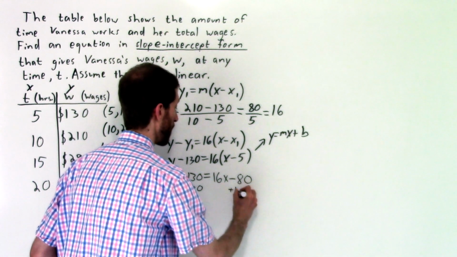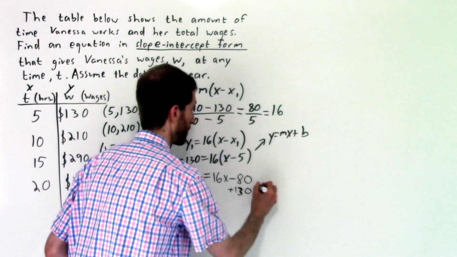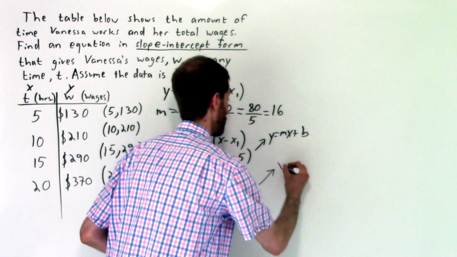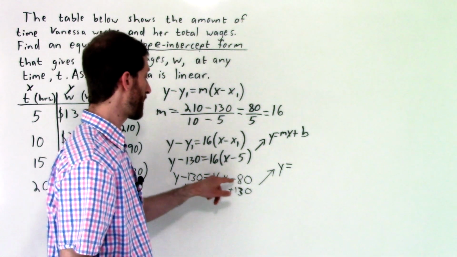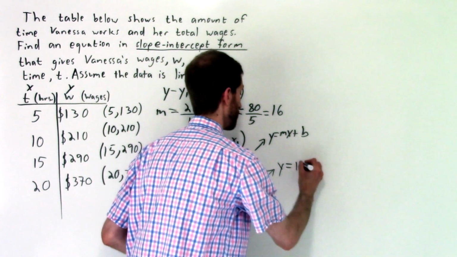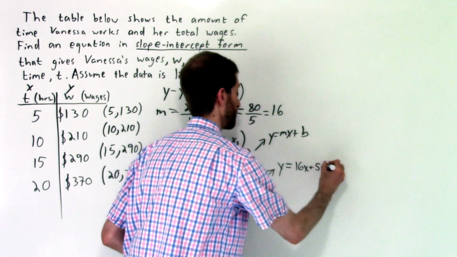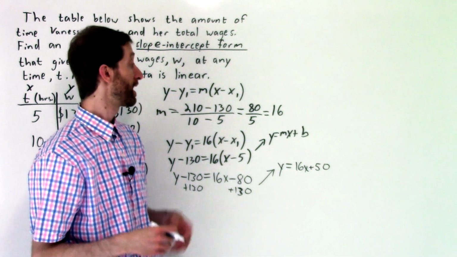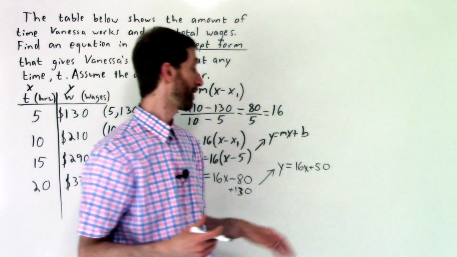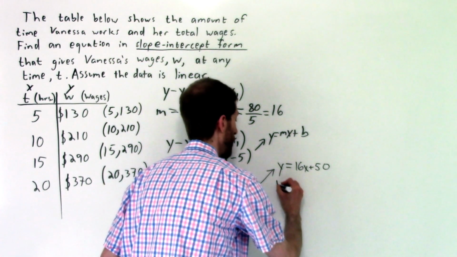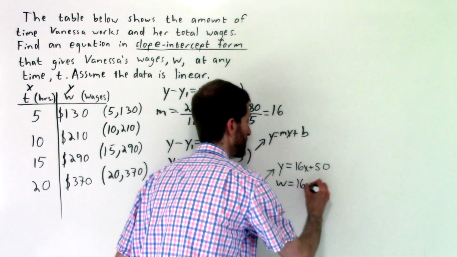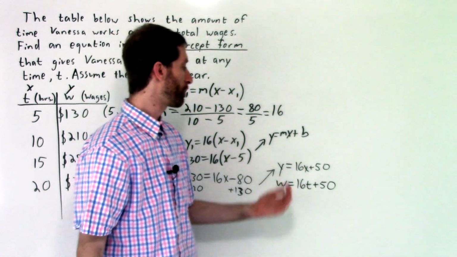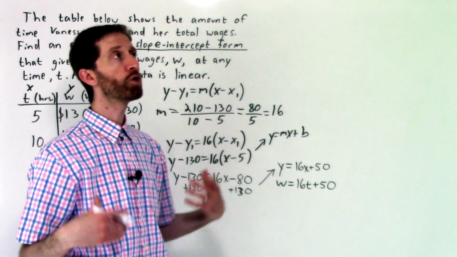And that is because I want to get y alone. Negative 130 and 130 cancel, that's what we wanted. We're left with y equals 16x, negative 80 and 130 is plus 50. Very nice. And that is the equation in slope-intercept form that represents what Vanessa has earned over x hours. Now again, the wages were W, that was y, and T was hours. That's all we needed.